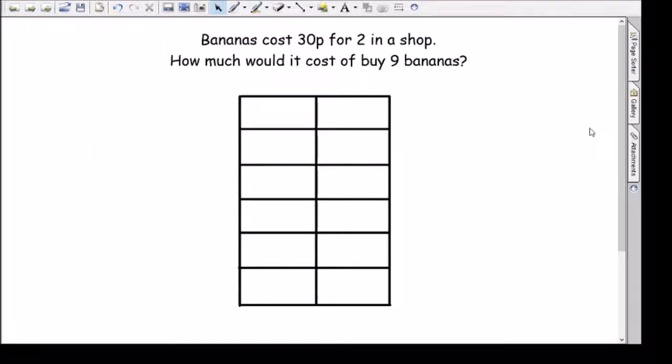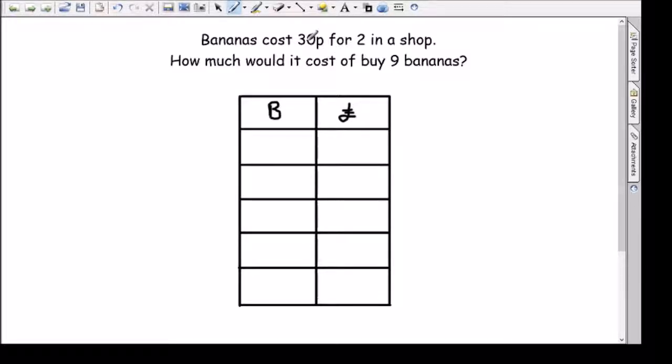Okay, so a typical sort of GCSE question, nothing too tricky I don't think. Bananas cost 30p for 2 in a shop. How much would it cost to buy 9 bananas? Okay, so here's our ratio table. We're going to lay them out vertically. That's the Oldham sixth form way of doing it. And we're going to put bananas in this column. You can write bananas if you like, but a B is okay. And the cost is here.